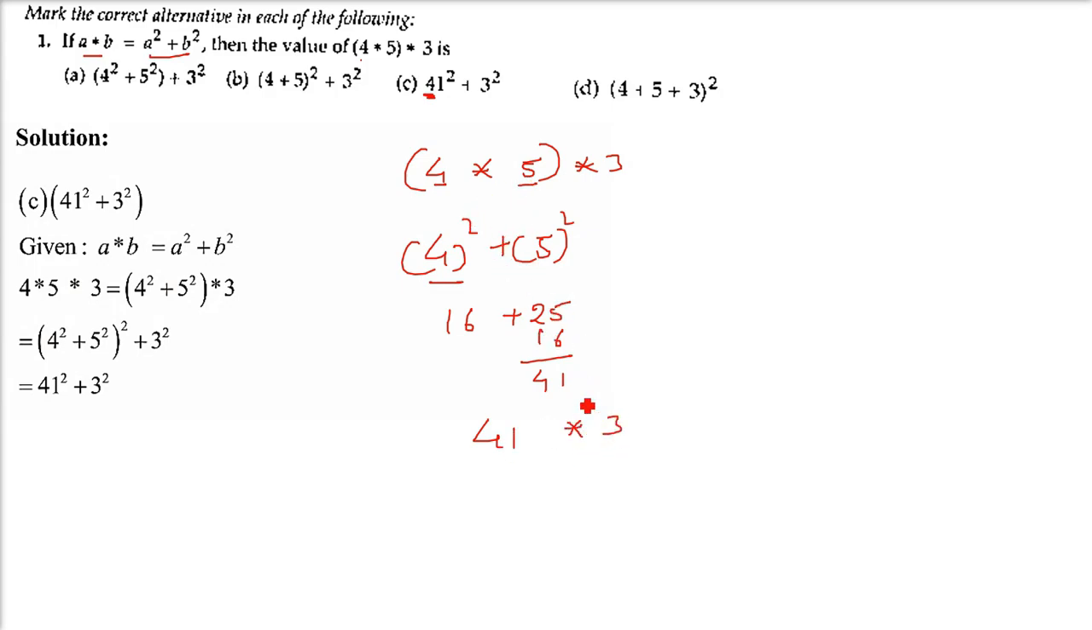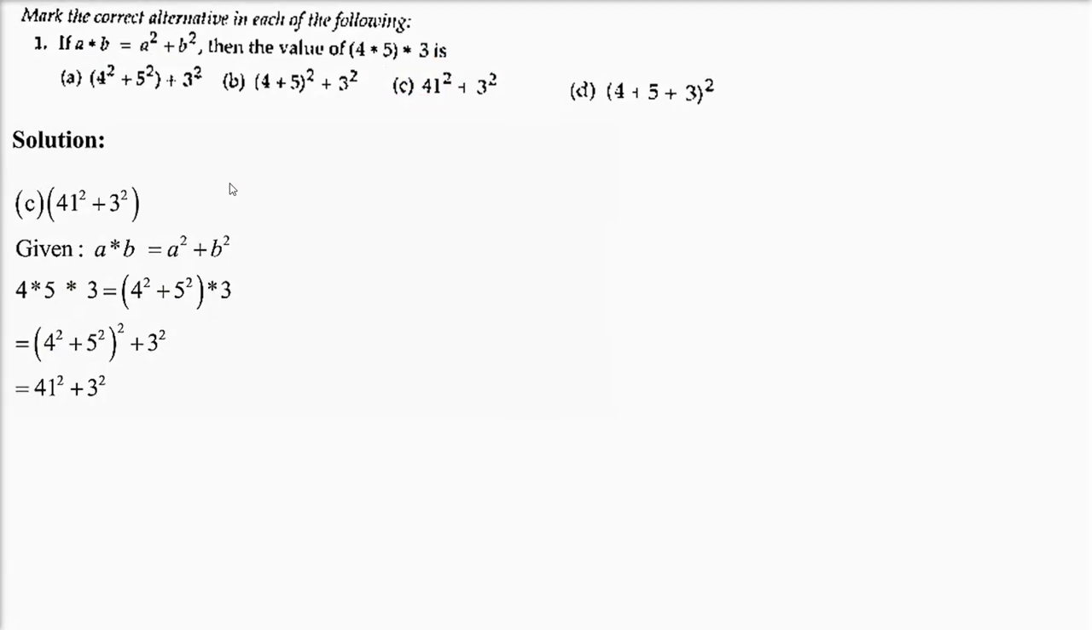So that will be again A squared plus B squared, that is 41 squared plus 3 squared. So the answer is C. Please remember this one and the fifth question are exactly similar in my edition.